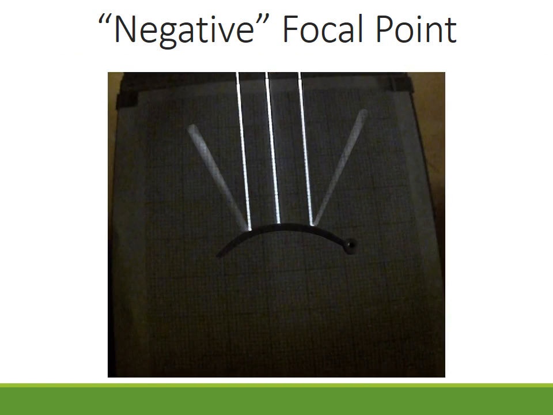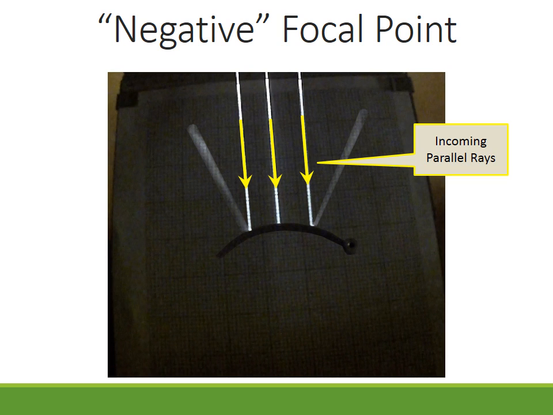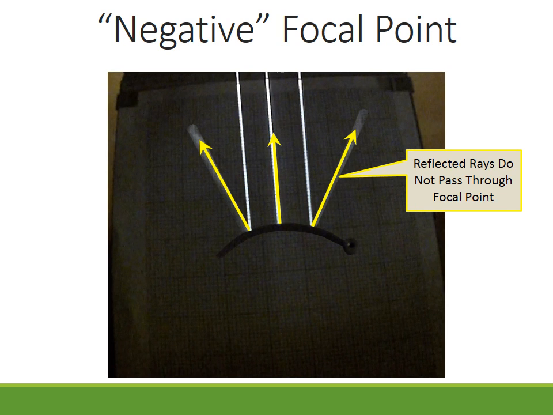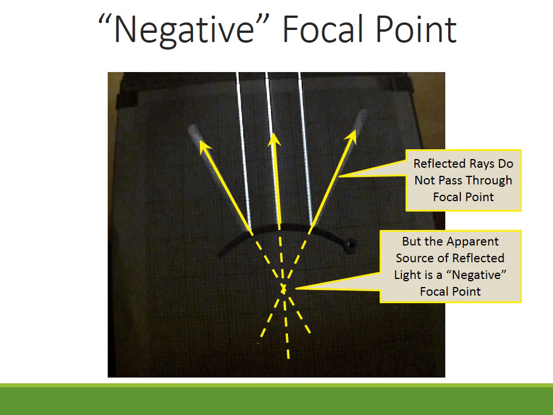So for a couple of these rays, we can look at that. So here are 3 incoming parallel rays. Here are those rays that reflect off the curved mirror. And again, they don't pass through a point, so at first it doesn't seem like there is a focal point. But if we consider that those rays seem to come from an apparent source of that light, that apparent source of reflected light still counts as a focal point, and it's negative in formulas, as we'll see.